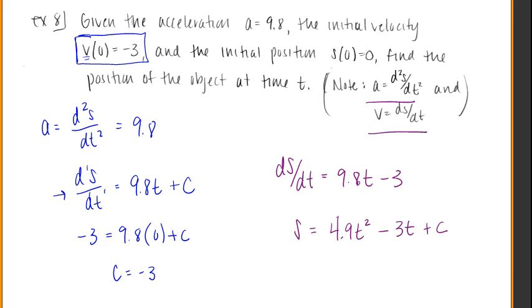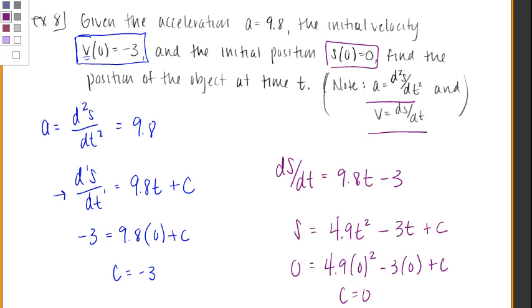Okay? And then we're going to go to our last little point to get the rest of it. So 0 is equal to 4.9 times 0 squared minus 3 times 0 plus c. So that's telling us that c is equal to 0. All right, so to wrap this up and give us one grand equation, we have the grand equation of s is equal to 4.9t squared minus 3t, and then I'm going to go ahead and put plus 0 just for emphasis since we took the time to actually find that.